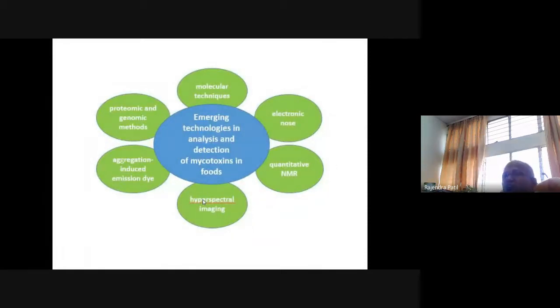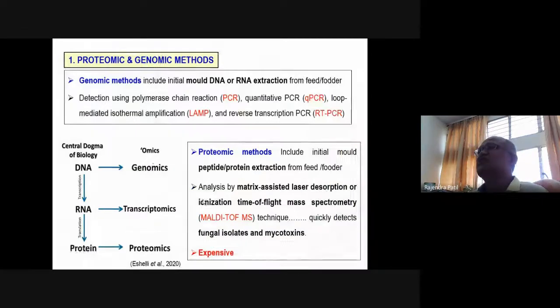Then emerging technologies. Nowadays a number of techniques are coming, and a lot of research is going on to detect mycotoxins at a low level in food and feed commodities, and people are trying to develop newer and newer technologies. Among them are molecular techniques like PCR-based techniques, proteomics, genomics, then the electronic nose, then quantitative NMR techniques, then hyperspectral imaging, and aggregation-induced emission dye. These are the techniques we will see one by one.